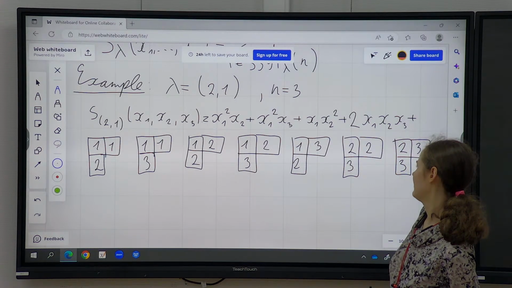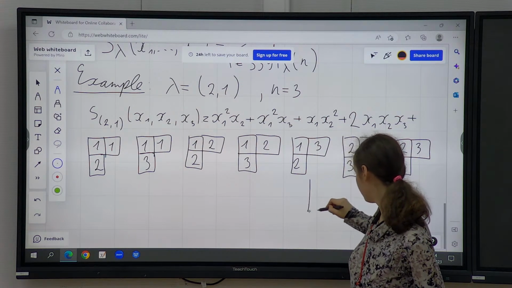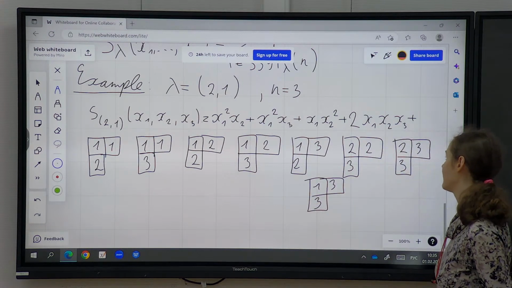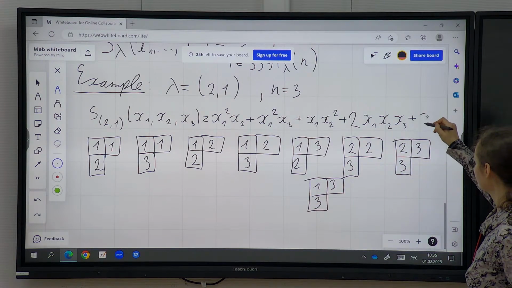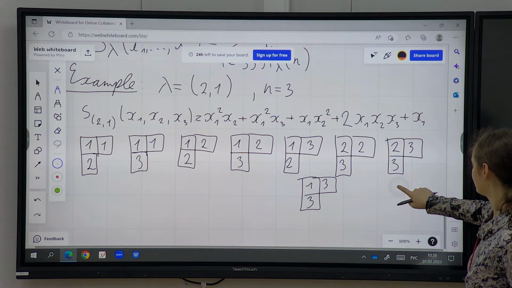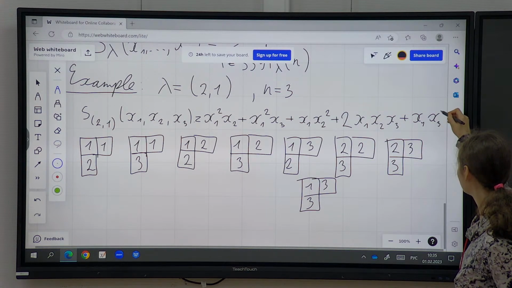Yeah, there is also 1, 3, 3 here. Yeah, thank you. So. X1 x3 squared.